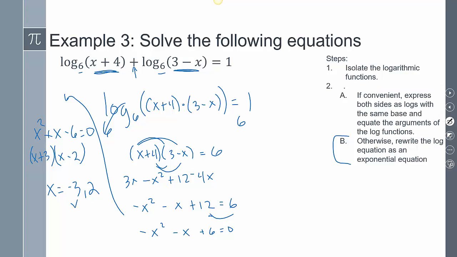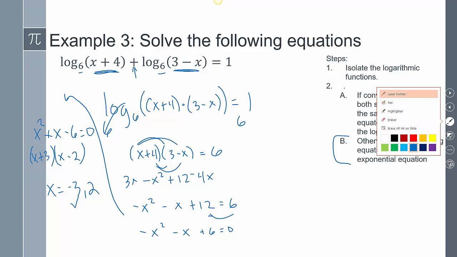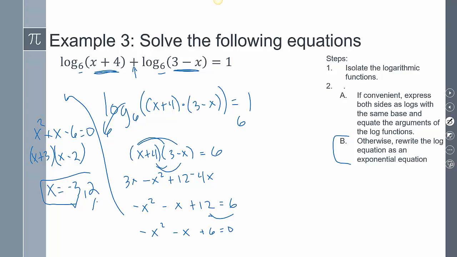So that one works. If I plug in 2, 2 plus 4 is positive inside of my log, so we're good there. 3 minus 2, that's also positive inside of my logarithm. So it looks like this one also works. So this is also a solution. So both of those are a solution to my log.